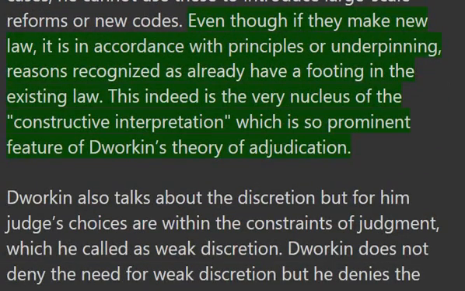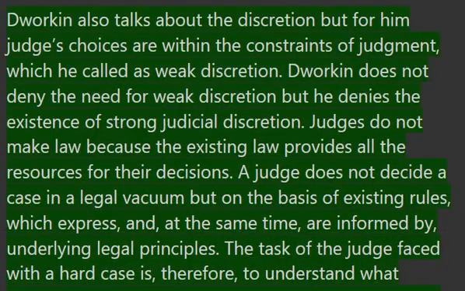Even if they make new law, it is in accordance with principles or underpinning reasons recognized as already having a footing in the existing law. This indeed is the very nucleus of constructive interpretation, which is a prominent feature of Dworkin's theory of adjudication. Dworkin also talks about discretion, but for him judges' choices are within the constraints of judgment, which he called weak discretion. Dworkin does not deny the need for weak discretion, but he denies the existence of strong judicial discretion.